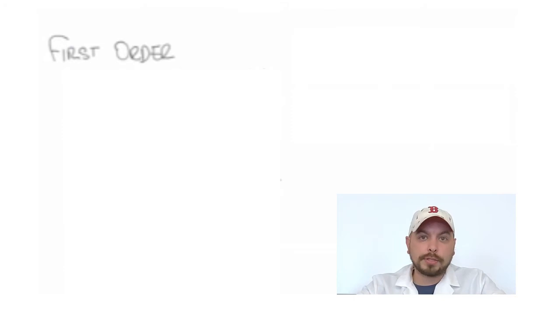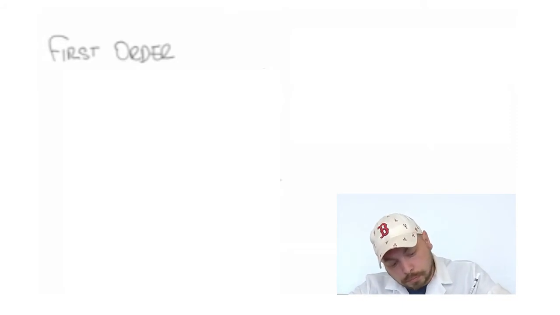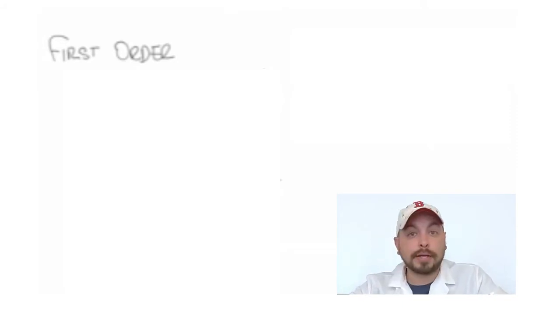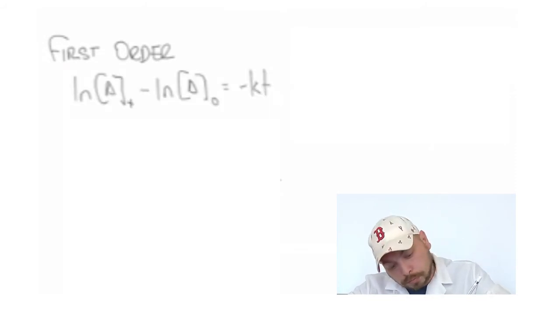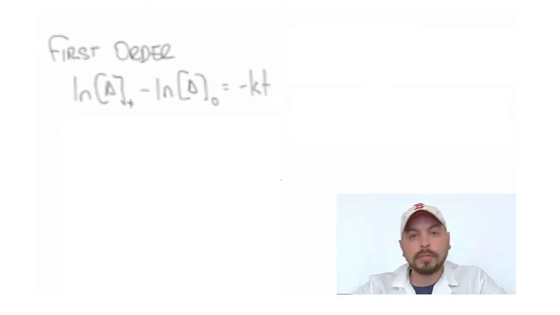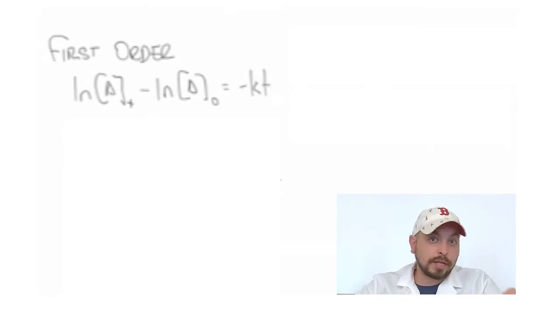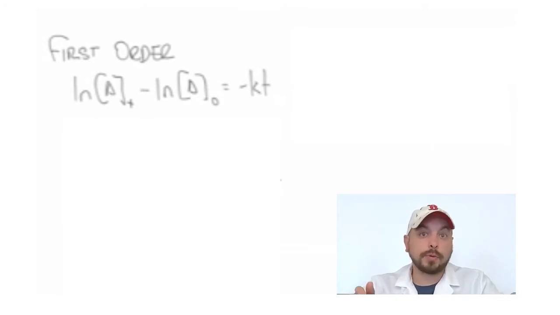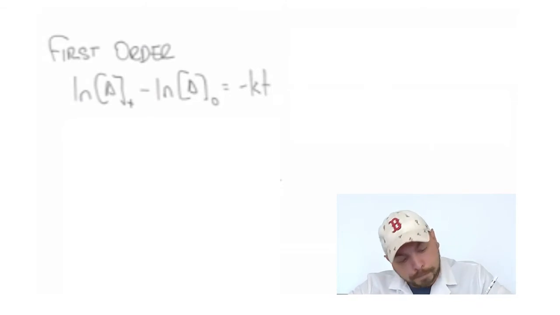First order reactions have the integrated rate law of natural log of A at time t minus the natural log of the initial concentration, and that's equal to negative kt. Now, we're going to do the same thing here. We're going to solve it as a system of equations, okay? So the way I'm going to do that is by saying that the A at time t is equal to 1/2 the initial concentration.